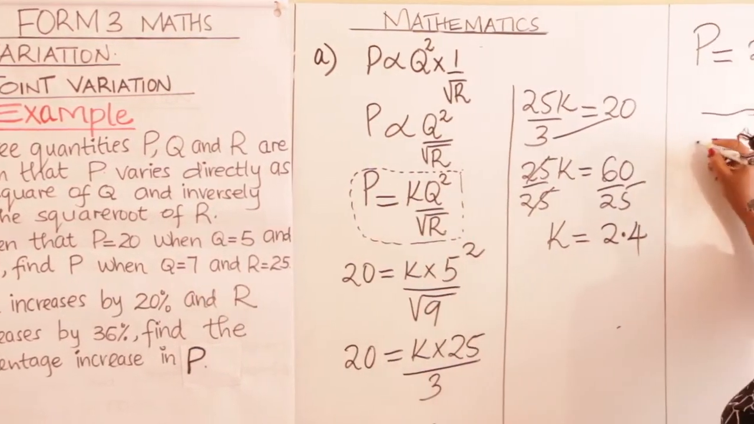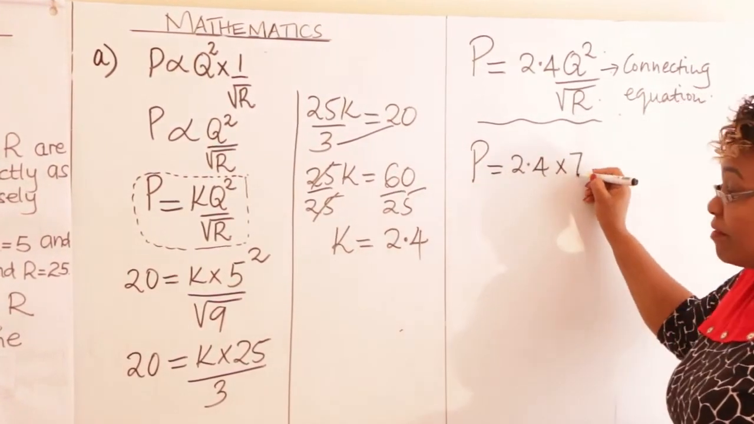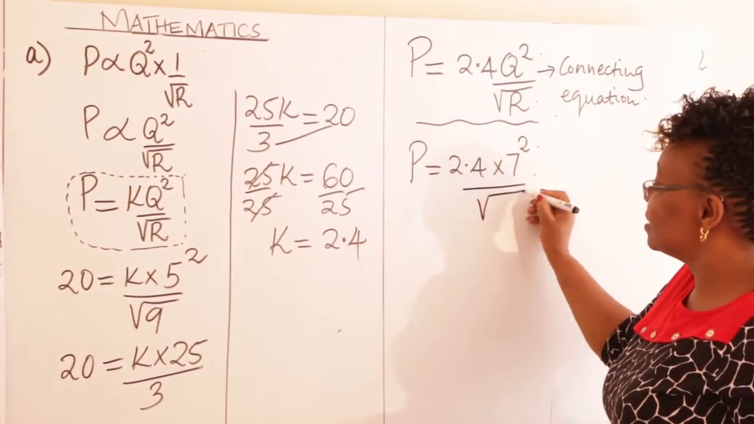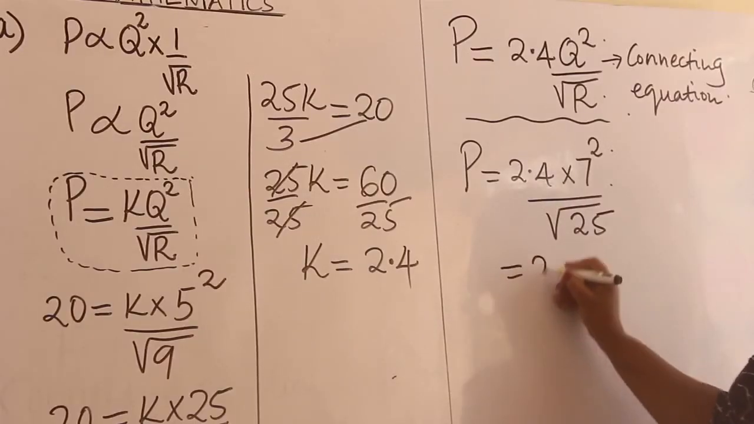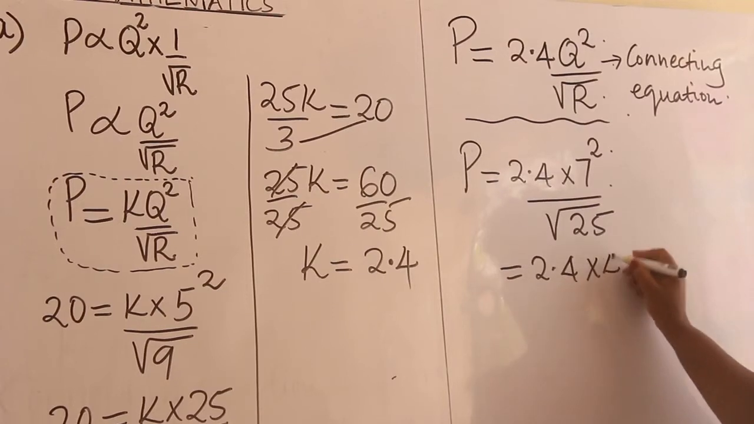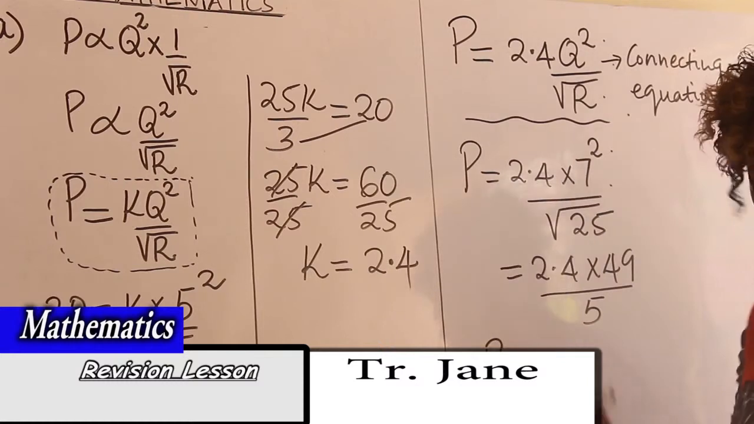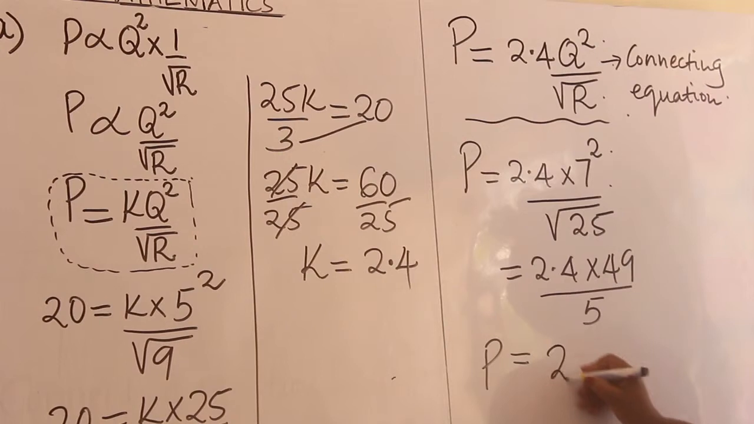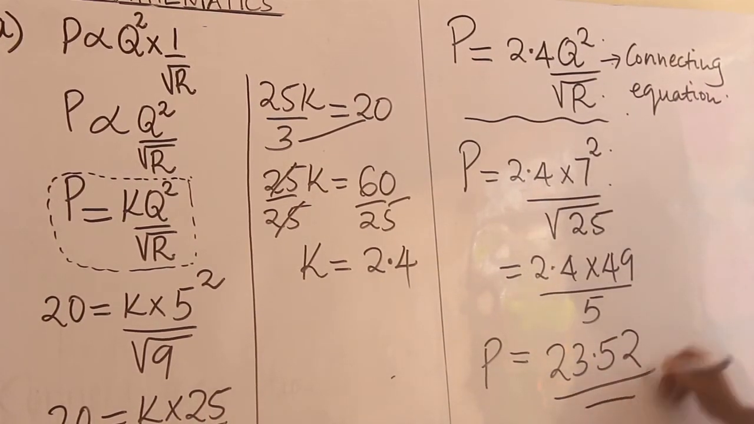So, find P when Q is 7, so 7 squared, and R is 25. So you work out this, learner. This is 49 divided by 5. So what is your P? You work it out using a calculator, learner, and you should get 23.52. Yes? And that should be the answer.